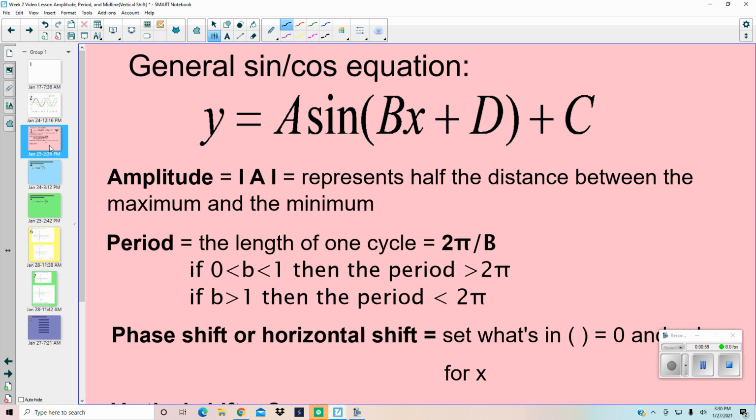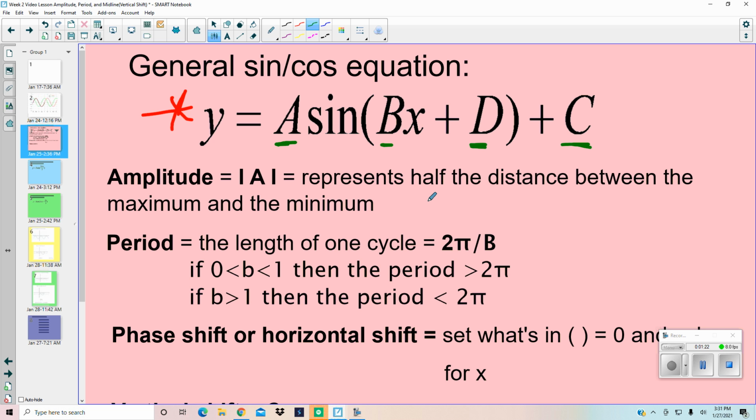All right, so the general sine and cosine equation is written like this, and the coefficient in front of the trig function, the coefficient in front of the x, a number that's added on, and then the constant at the end all represent different parts of the function.